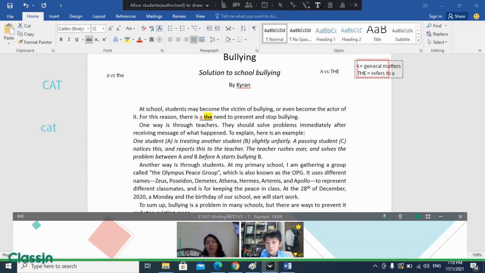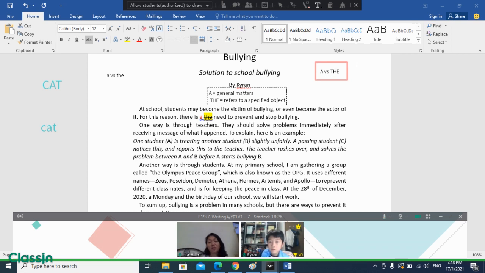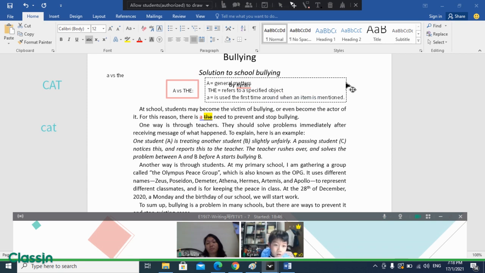The refers to a specified object. Okay. But it's more than that. So the other thing is, a is used the first time around when an item is mentioned. The first time around when an item is mentioned. Do you get what I mean?